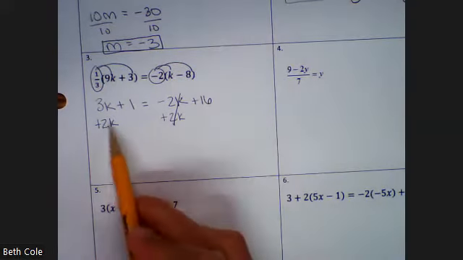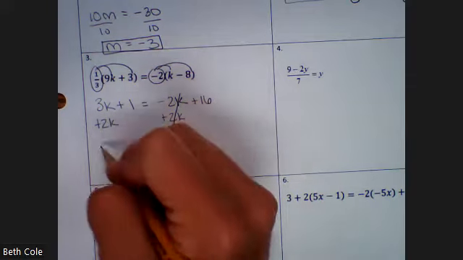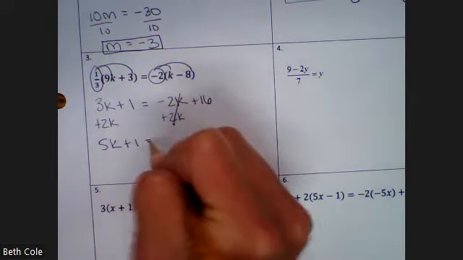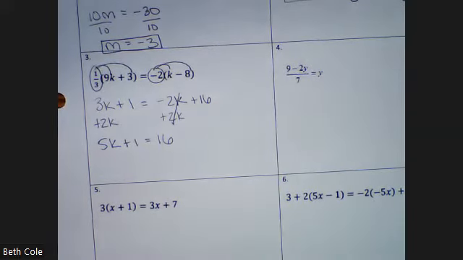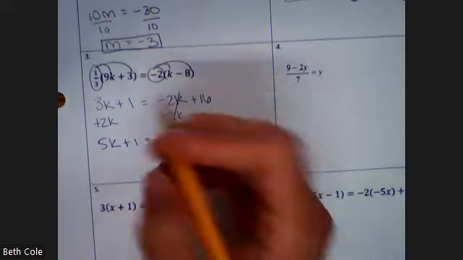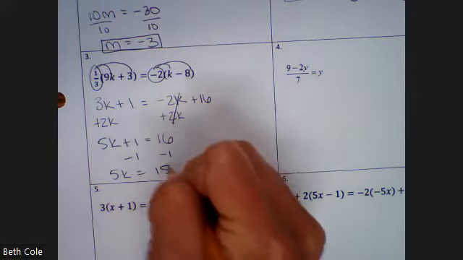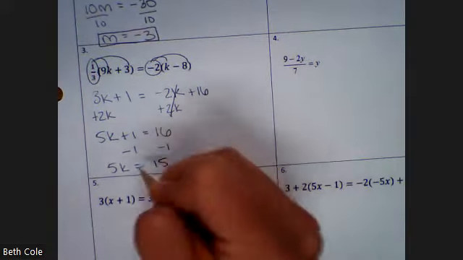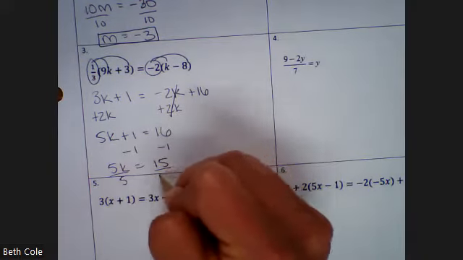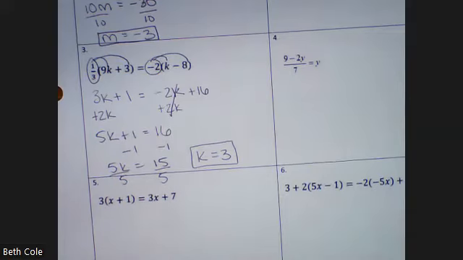All right, so what do we have on the left? 5K plus 1, perfect, equals 16, almost there. Subtract the 1. 5K equals 15. And you would divide by 5. I'm sorry, I kind of ran into the next problem. Divide by 5, K equals 3.